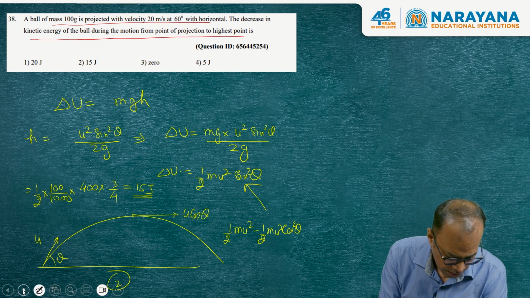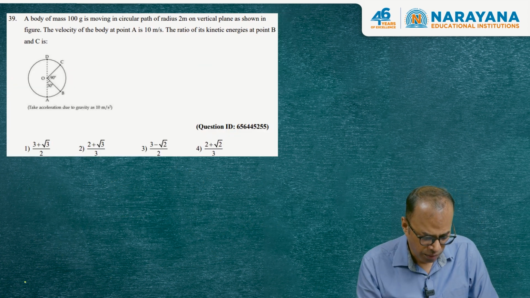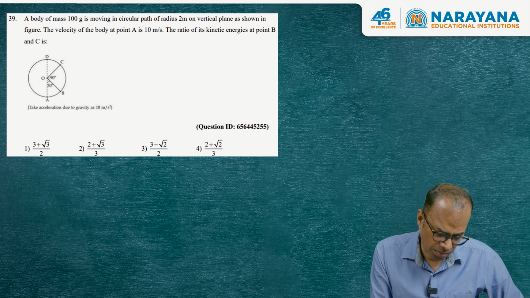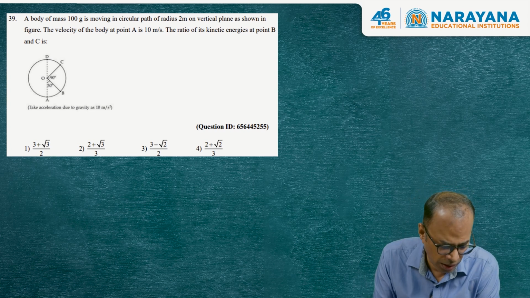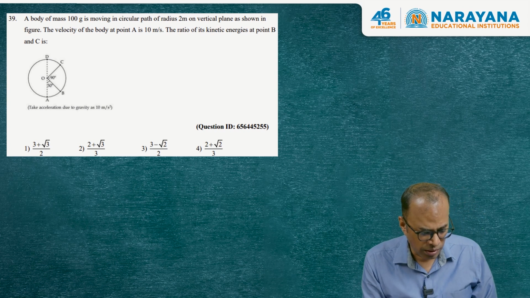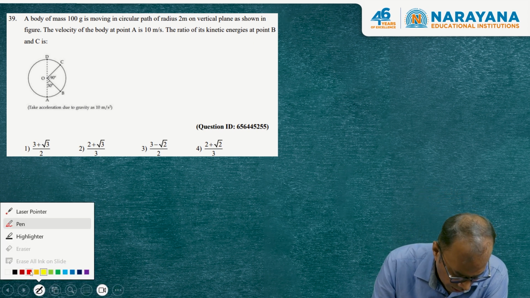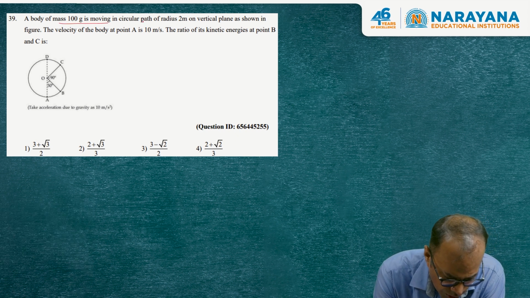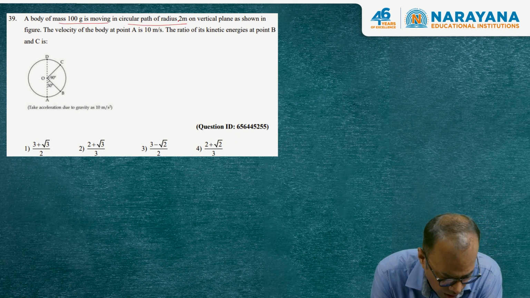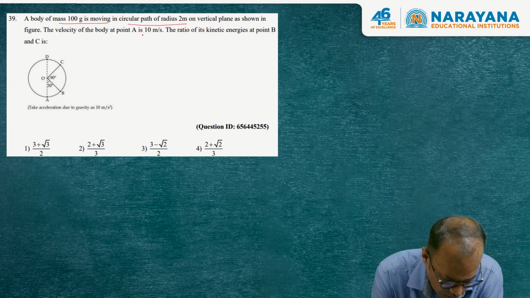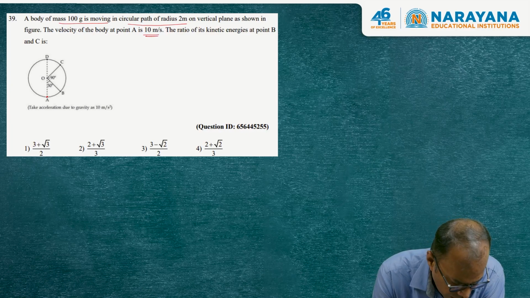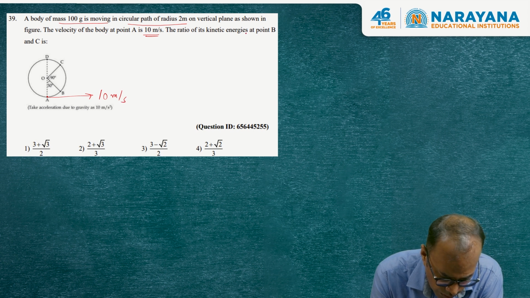All right, let's go to the next one. Now this seems like a lengthy problem. After a long time, JEE Main has given questions with quite lengthy calculations also. So we need to solve this carefully. We are given a body of mass 100 gram, moving in a circular path of radius 2 meter in a vertical plane. We are given the velocity at the bottom, which is 10 meter per second. We want to find the ratio of kinetic energy at B and C.